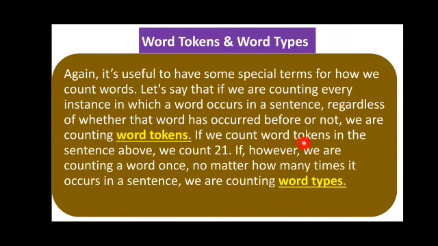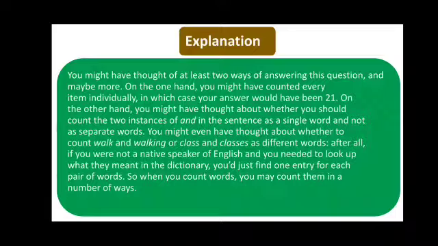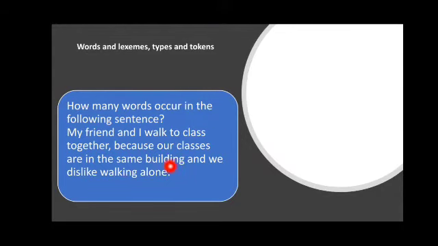If we count word tokens in the sentence above, then we have 21, right? If, however, we are counting a word once, no matter how many times it occurs in a sentence, then we are counting word types. Because "and" occurs two times, we have at least 20 types of words here. "And" here and "and" here are the same, so they are not counted separately. We take one type of word, so then we have 20 words.